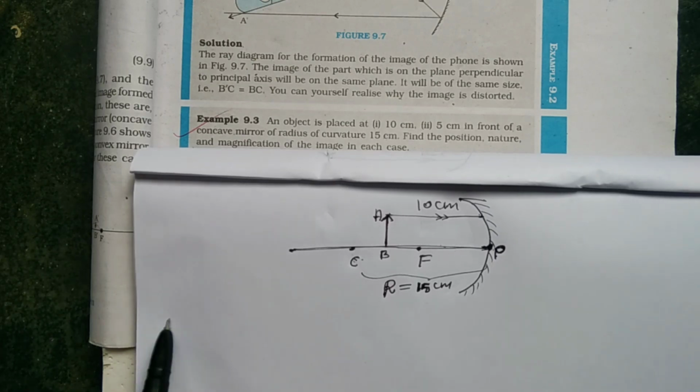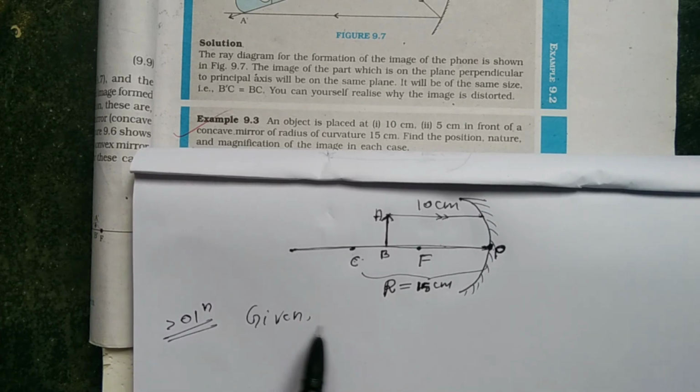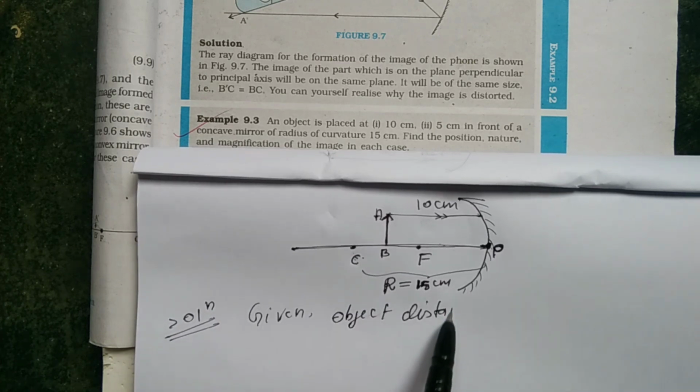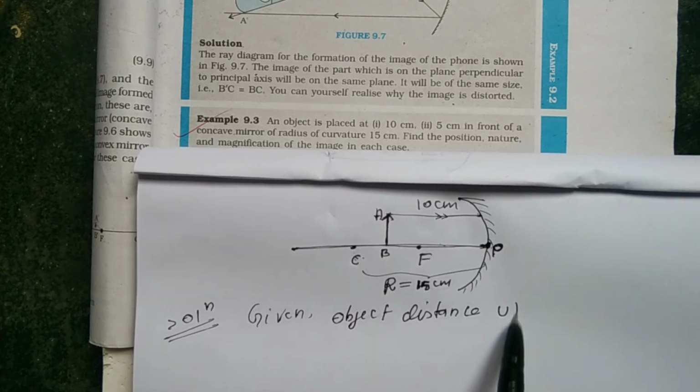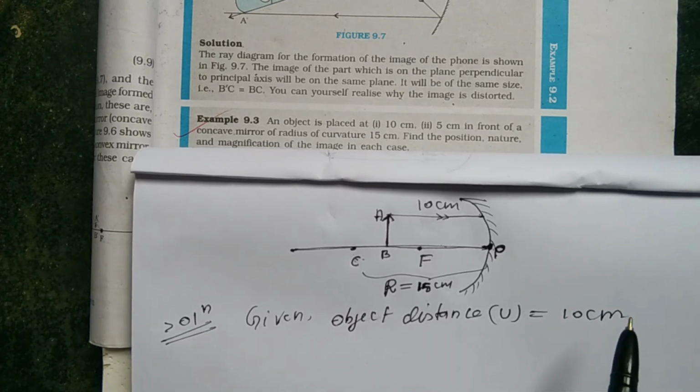Let's start the solution. Given: object distance, it is denoted by the symbol u, equal to 10 centimeter.